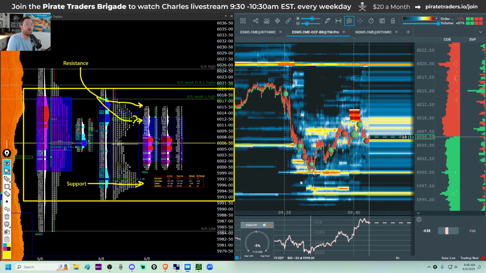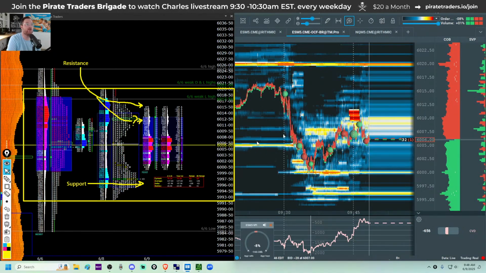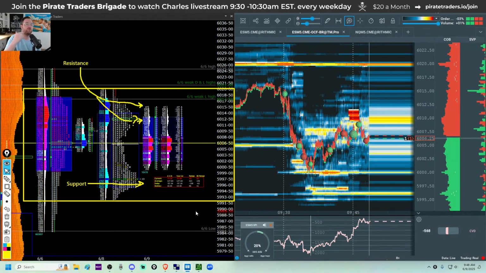So if you heard it a second ago up here by 60.10, that was probably taking out stops, and then we reversed right back down. So I just use it as sort of a reason to pay attention to the market.